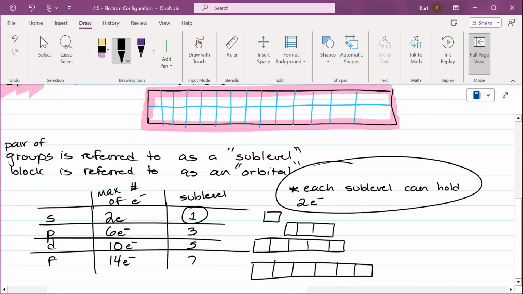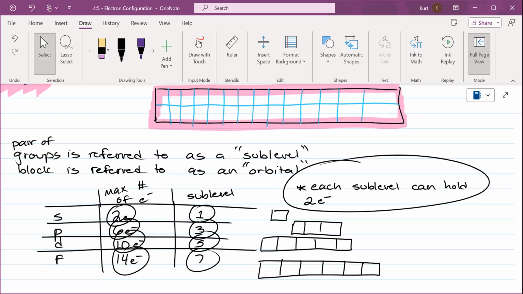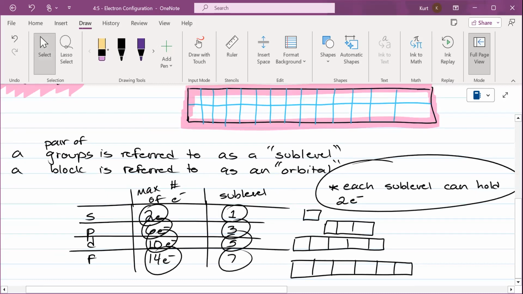So there's 1 sublevel in the S block, it can hold 2. There's 3 sublevels that can hold 6. There's 5 that can hold 10. There's 7 that can hold 14. There's 1 sublevel. So I think I misrepresented that. So you can ignore that part. I'll fix that. Sorry.